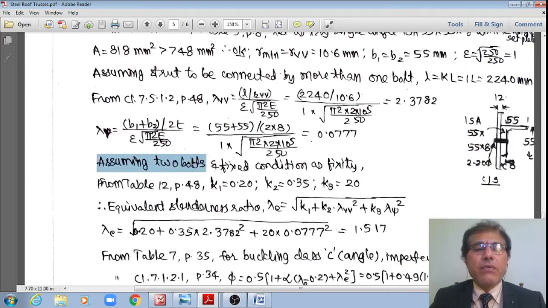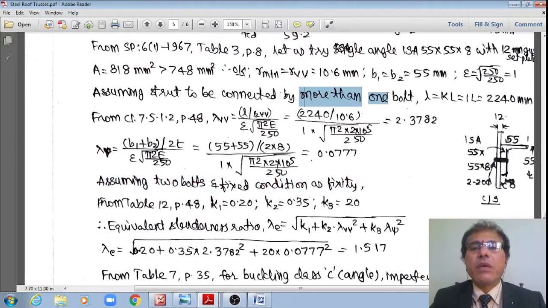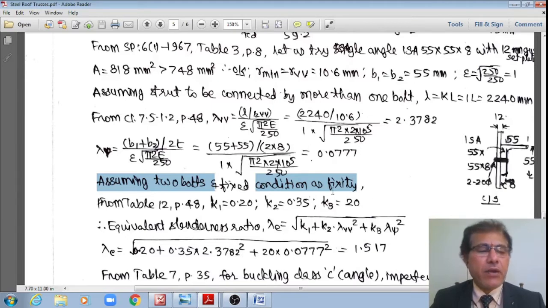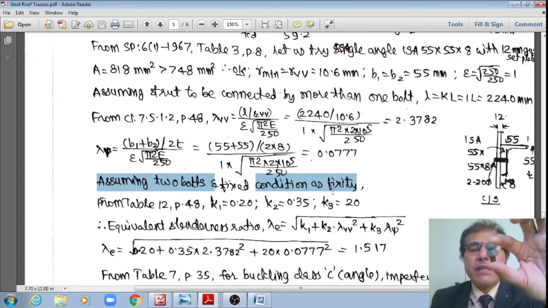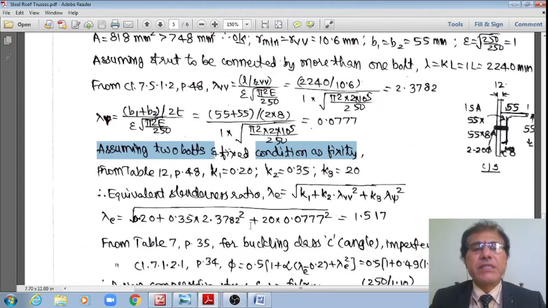Now we already made an assumption that I will be assuming more than one bolt. Therefore, assuming two bolts. Let us say I assume two bolts and assume it to be a fixed condition. Therefore, I will be tightening the bolts at regular intervals so as to maintain that as a fixed condition, right? Therefore, my fixity is fixed. Therefore, from this Table 12 of page number 48, now I have these coefficients. Now let us see these coefficients, right?